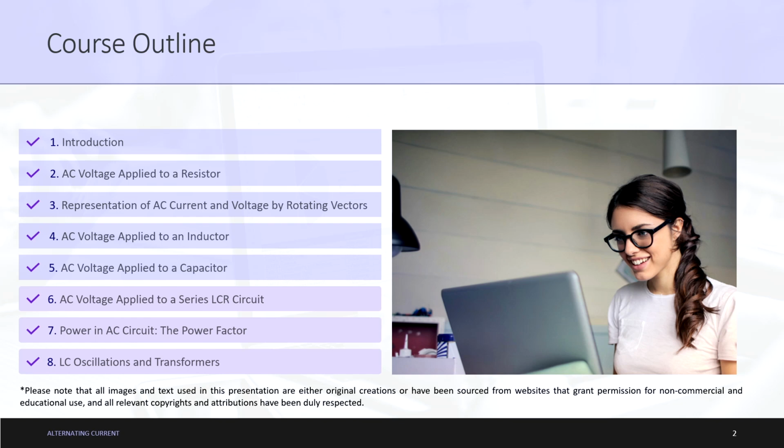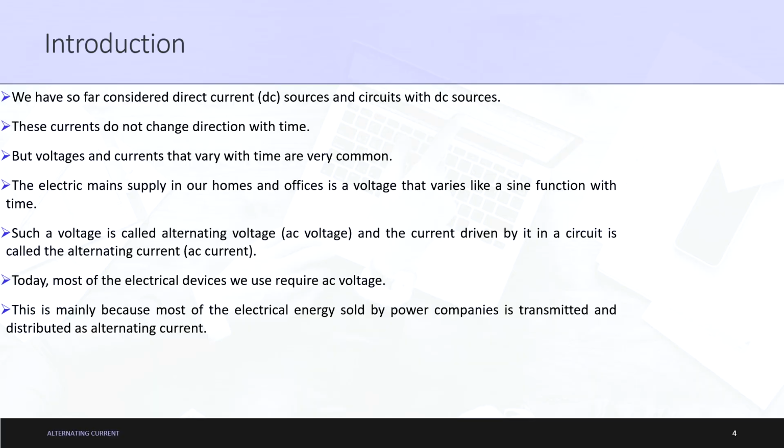Okay. So, first of all, an introduction and course outline for you. Let us not go into discussion further, let us just start today with the introduction and then we can move forward with our subsequent lectures. Okay. So, introduction regarding this chapter. We have so far considered direct current sources and currents with DC sources. So, basically what is a DC source?